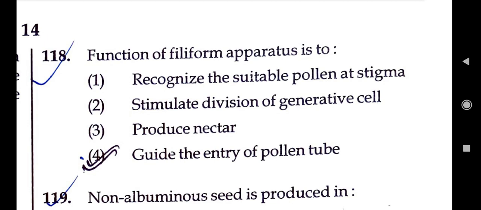See question number 1. Recognize the suitable pollen at stigma. This is wrong. Option 2, stimulate division of generative cell. This is also wrong. Option 3, produce nectar. This is also wrong. So the correct option is option 4, guide the entry of pollen tube. The function of the filiform apparatus is to guide the entry of pollen tube. This is mainly guiding the pollen tube. Okay, students.